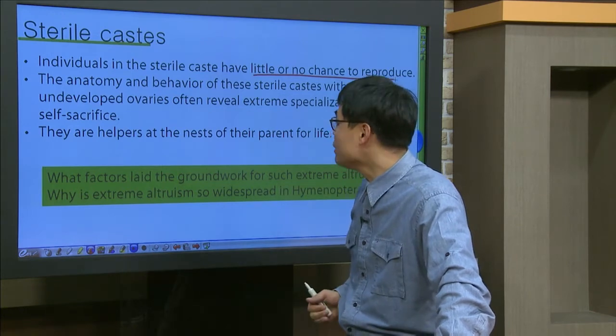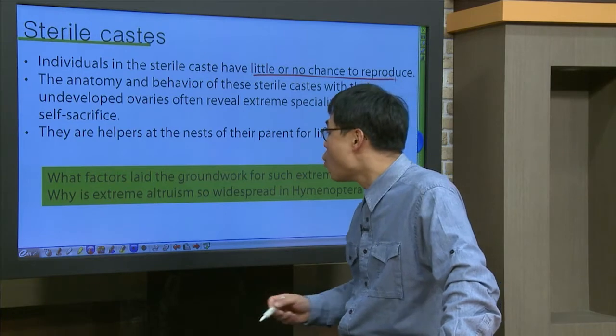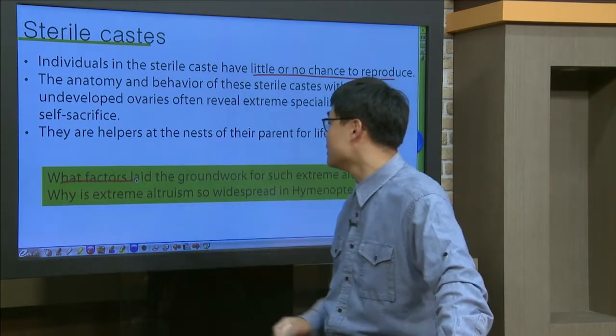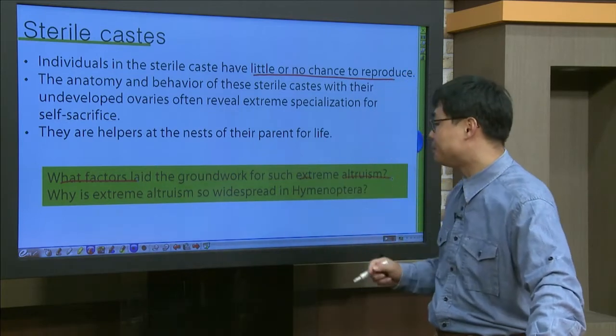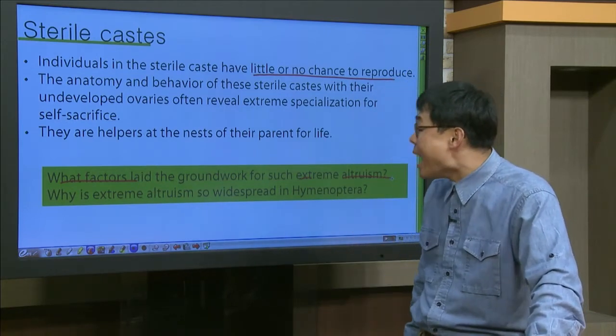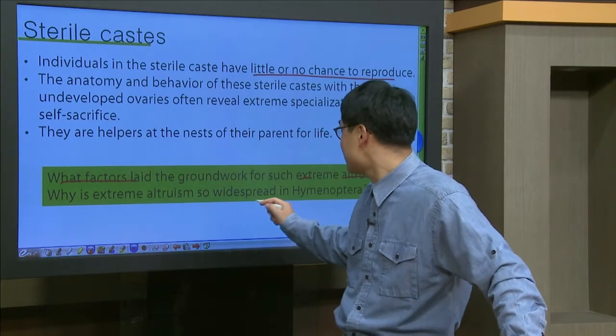Why do we see such extreme examples of altruism? What factors lay the groundwork for such extreme altruism? And why is it so extreme? Why is extreme altruism so widespread in Hymenoptera?